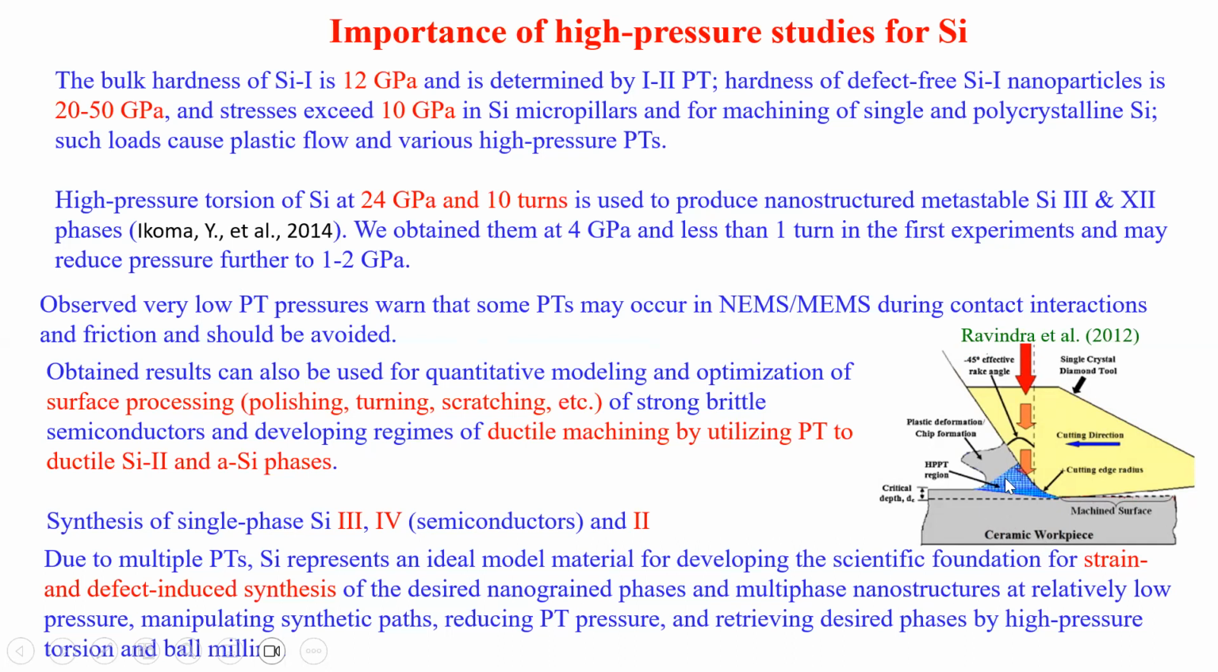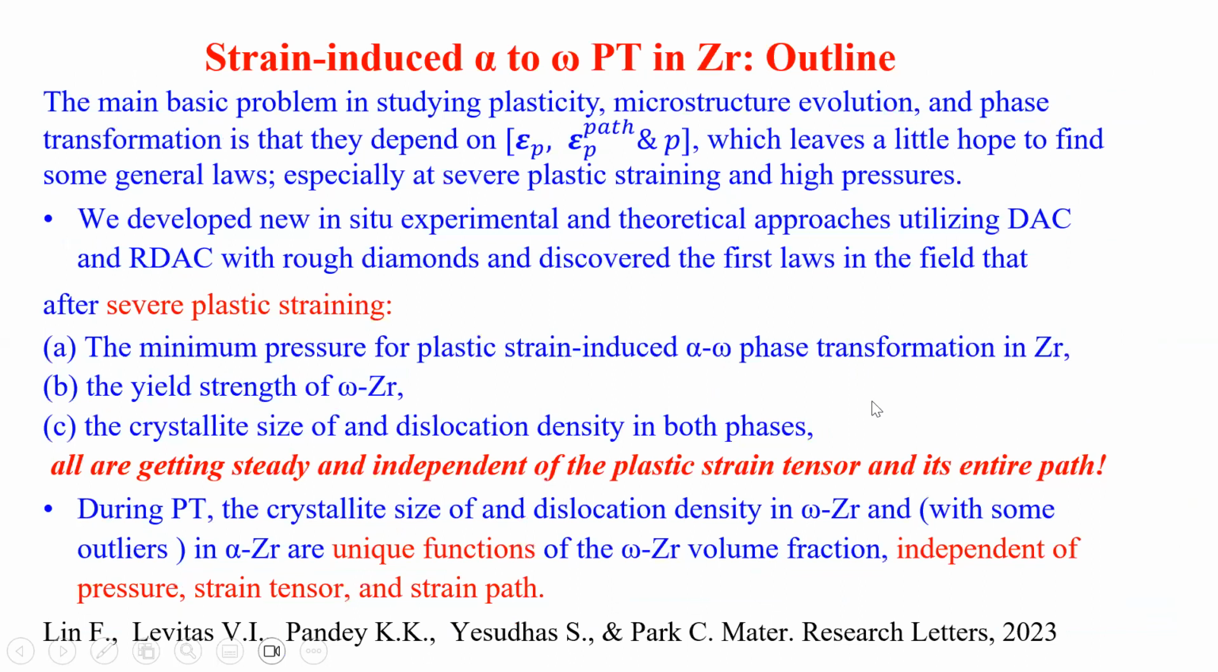But the problem is that in all simulations and design, the transformation pressure is like 10 GPa. And we obtain this phase transformation under 0.3 GPa. So there is significant room for improvement of simulation and optimization of this process. Next topic is strain-induced phase transformation in zirconium.